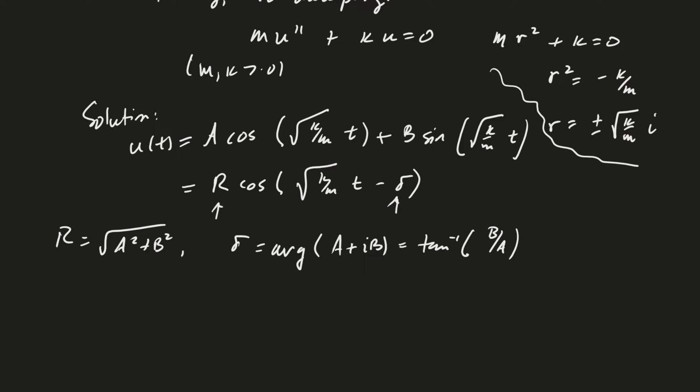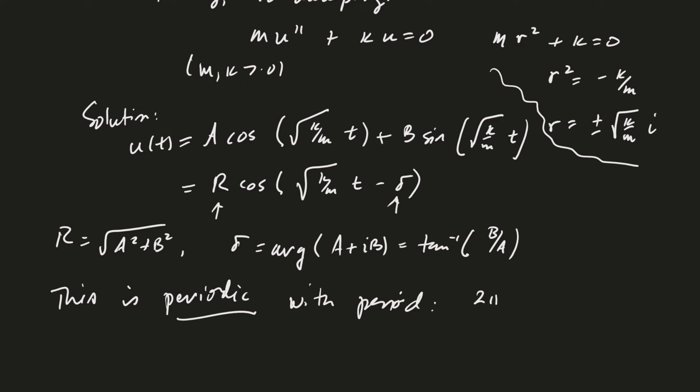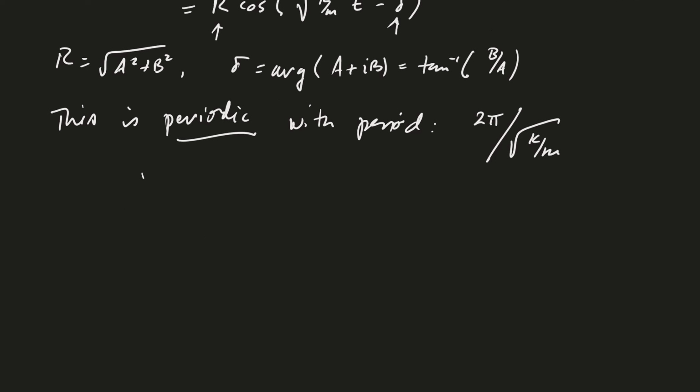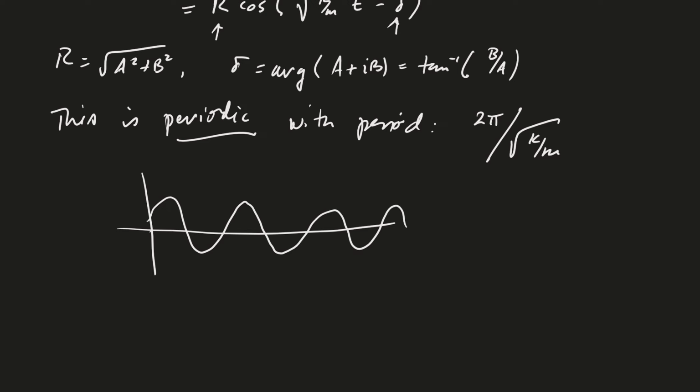Okay, but the main point I wanted to make here was that this is periodic. With period, can you read off the period? It's 2 pi divided by the square root of k over m. Okay, good. So with no forcing and no damping again, our solution just oscillates back and forth. Never dies off.